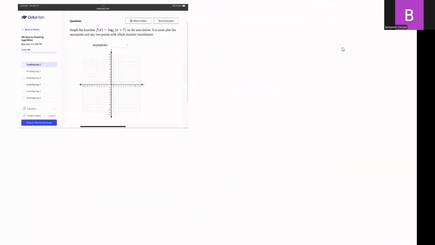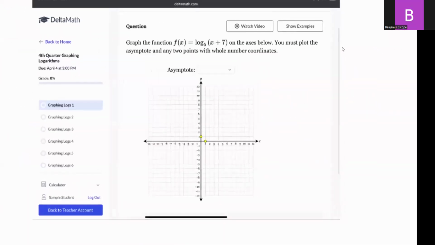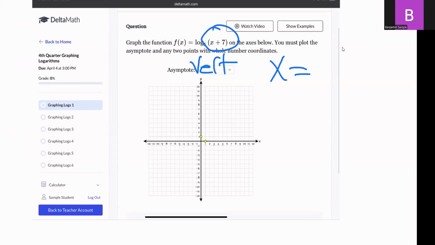Let's jump into our first example. And this is from the Delta Math assignment I posted this week. You're going to see you have 6 questions. This is question 1. So I'm going to do 3 of the questions if you follow along with this video. See if you can try the other 3 on your own. But like I said, the first thing you always want to do is get your vertical asymptote. So like I said, if you have parentheses, it's the opposite of what you see because that formula has a -h in it.